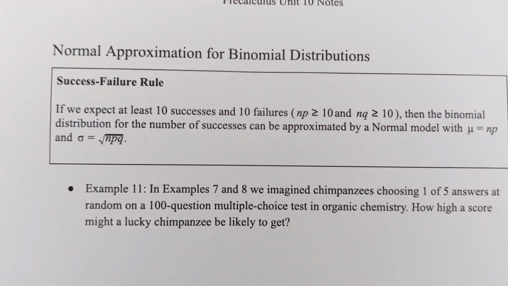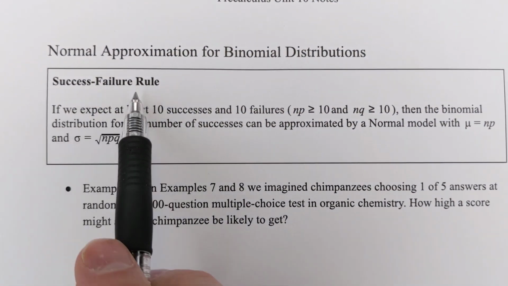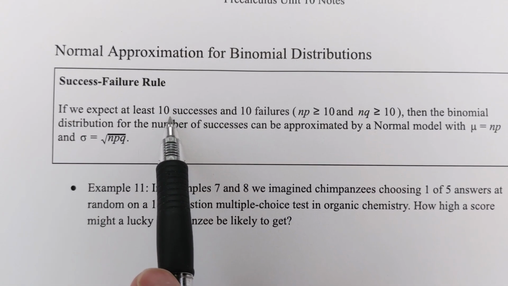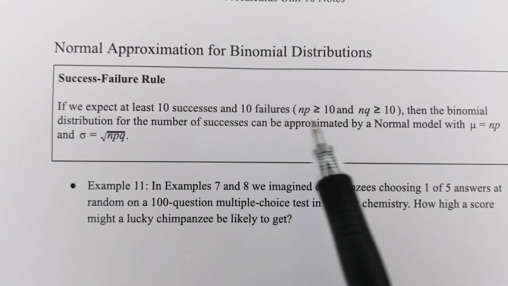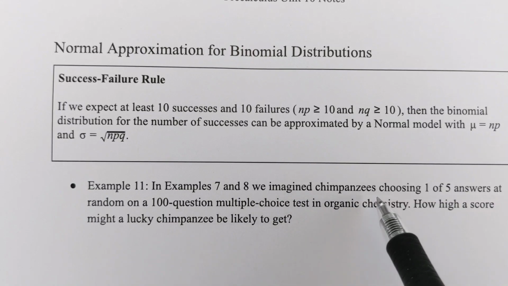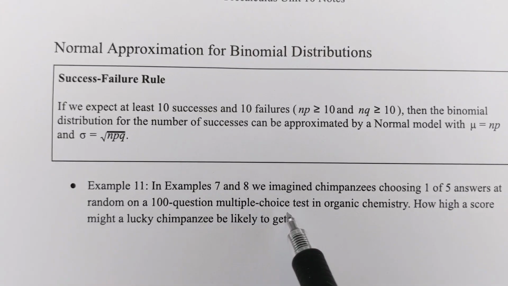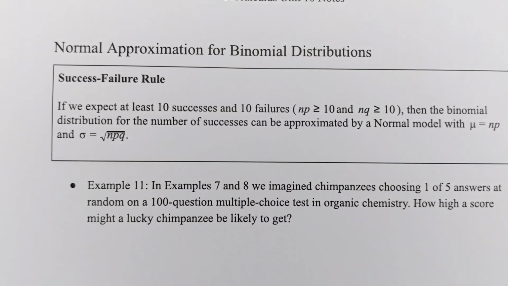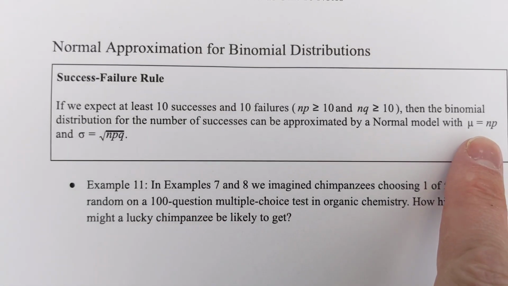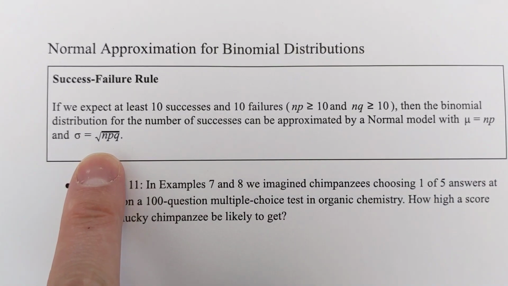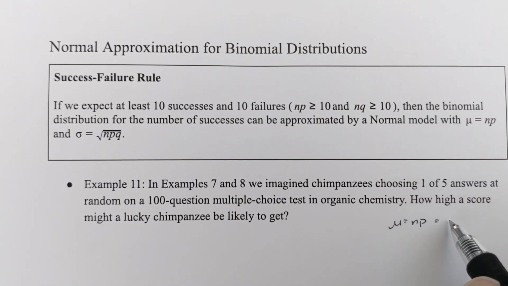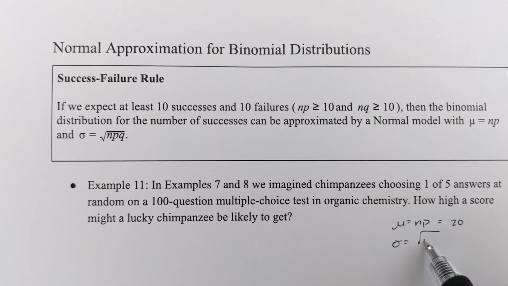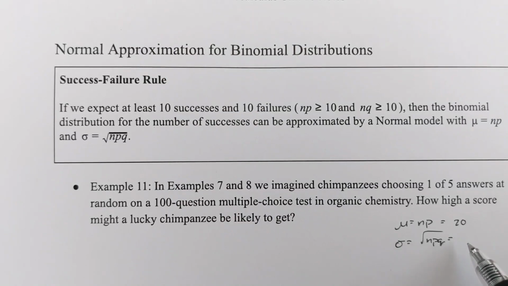All right, and then we got the normal approximation for binomial distributions. The success-failure rule: if we expect at least 10 successes and 10 failures, with the binomial distribution, the number of successes can be approximated by a normal model. So in examples 7 and 8, we imagine chimpanzees choosing 1 of 5 answers on a random 100-question multiple choice test. How high a score might a lucky chimpanzee be able to get? We can use this to approximate the average and the standard deviation. The average is np, which was 20. The standard deviation was the square root of npq, so that was, I believe, 4.